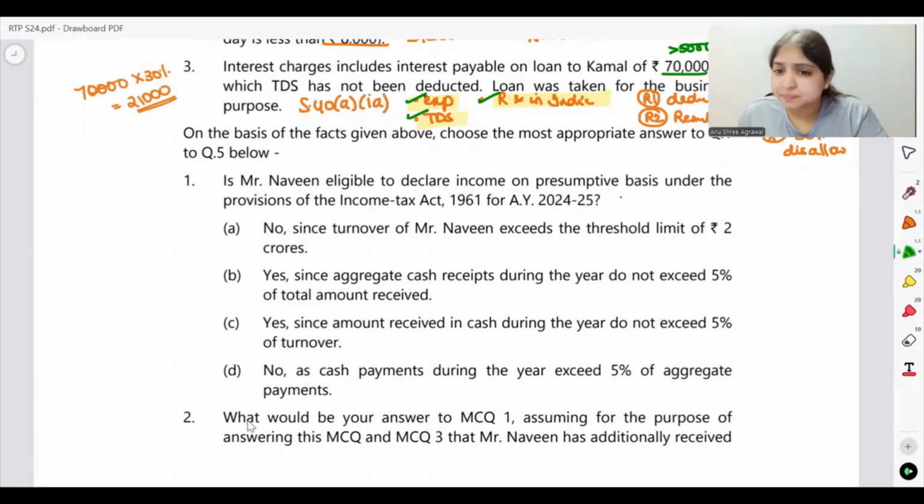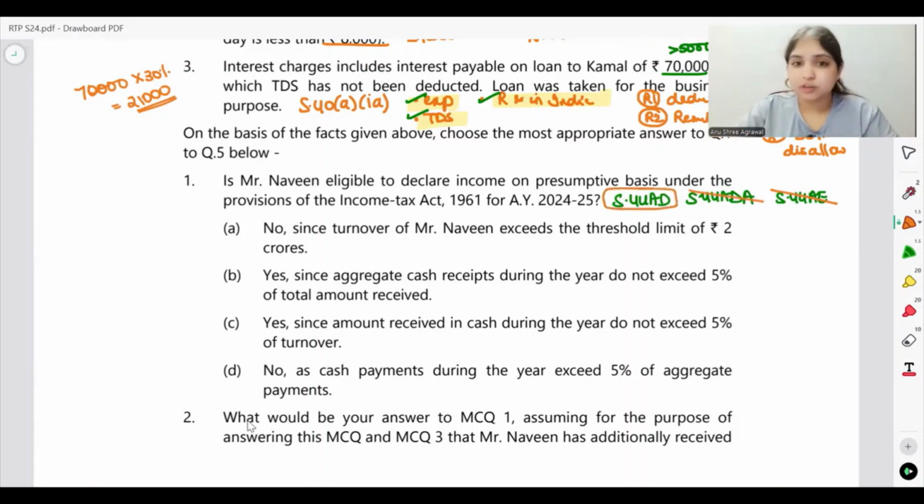3 sections guys. Number 1, you have section 44AD for presumptive taxation. Then you have 44ADA for presumptive taxation. And then you have 44AE. See, 44ADA will not apply because the assessee is not a professional, the assessee is carrying on business. 44AE will not apply because the assessee is not in the business of plying, hiring, leasing goods carriages. So the only presumptive taxation section which you can think about is section 44AD.